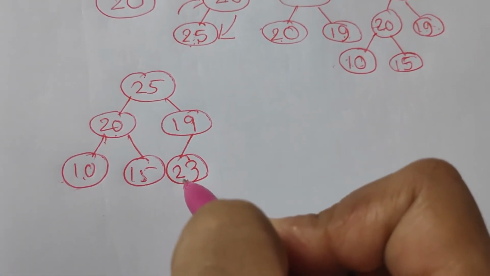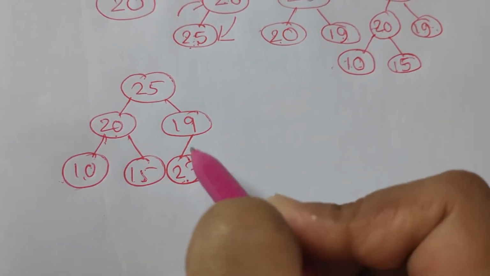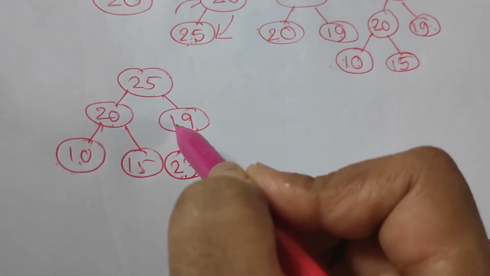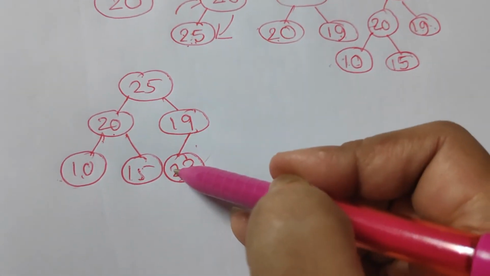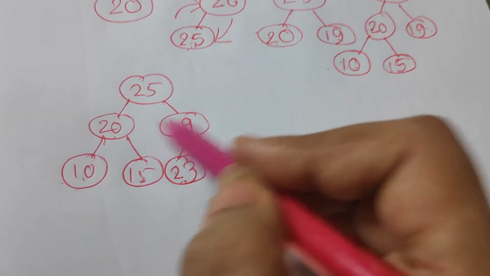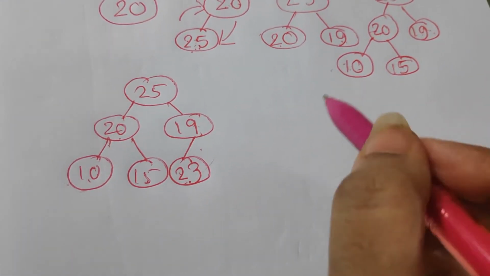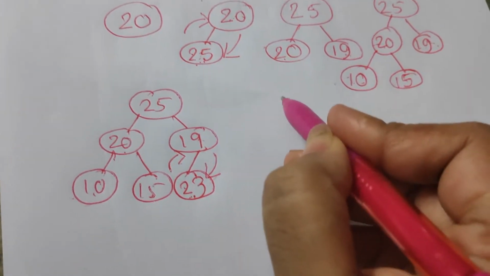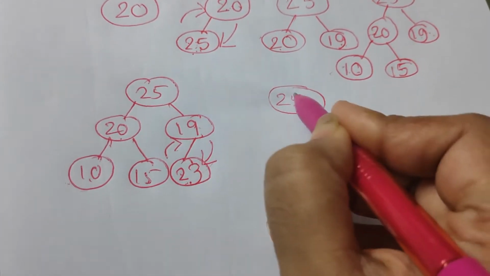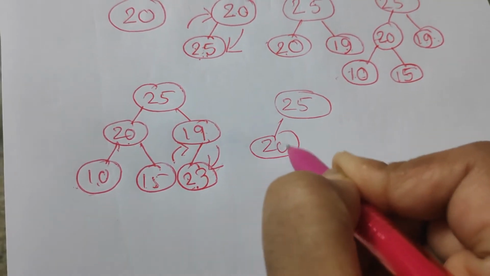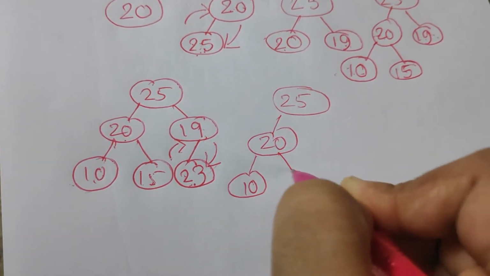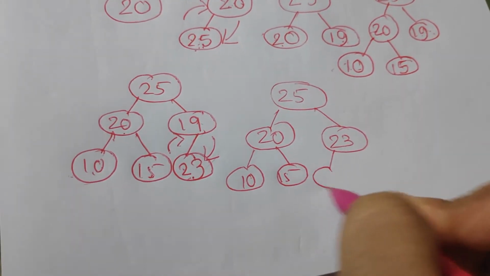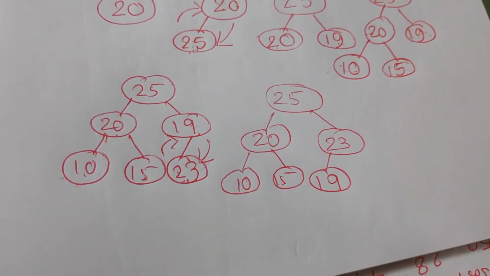Over here there is 23, but 23 is greater than 19. So this is not allowed in a max heap. 23 as child of 19 is not allowed in a max heap. So we have to swap these two numbers. So this tree would become 25, 20, 10, 15, 23, and the left child of 23 is 19.